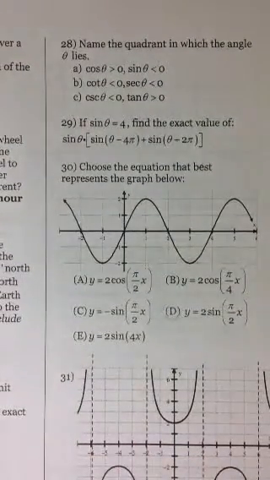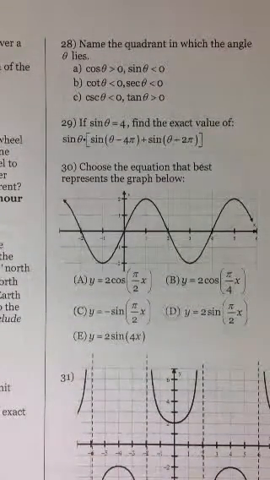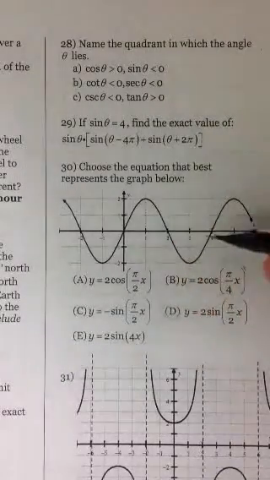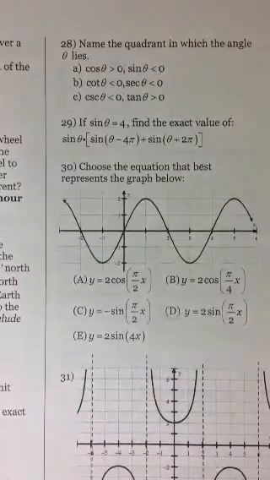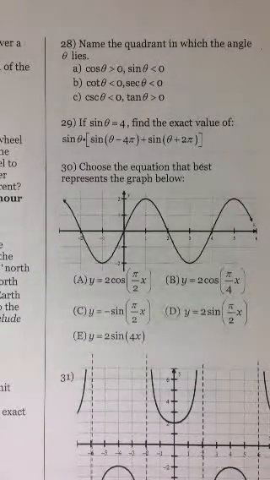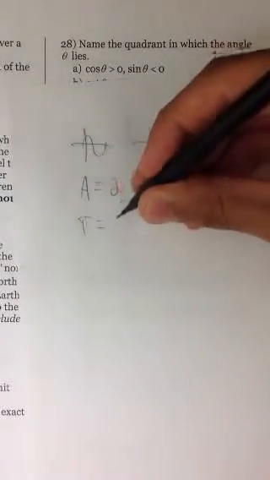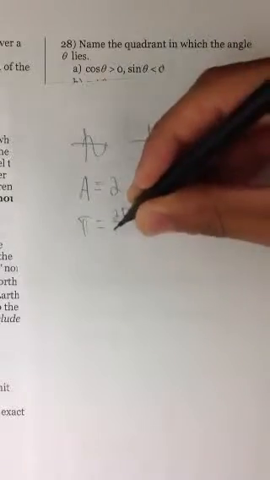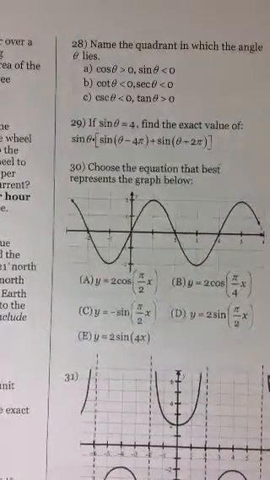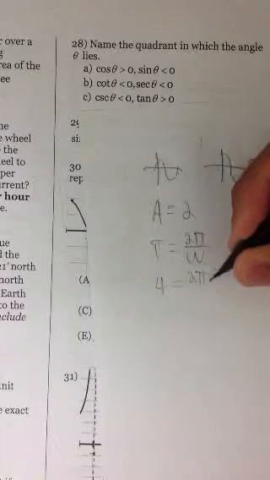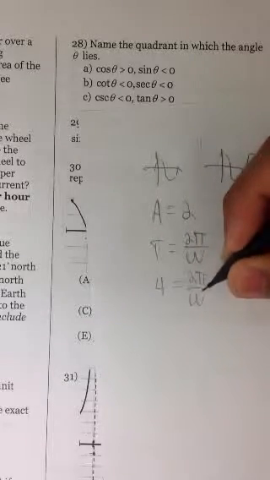Now the next thing we do is figure out omega. And you can use the period to find out what omega is. Now the period in this is 4 because it starts at 0 and ends at 4 for a full rotation. And the equation for a period would be T equals 2 pi over omega. Now T would be 4, and that would be equal to 2 pi over omega.